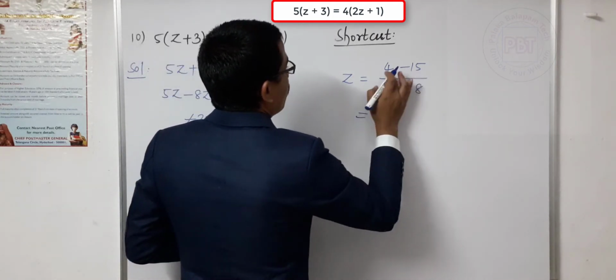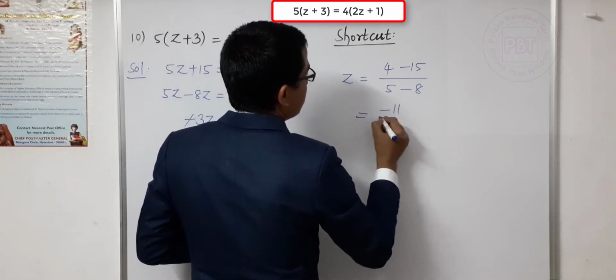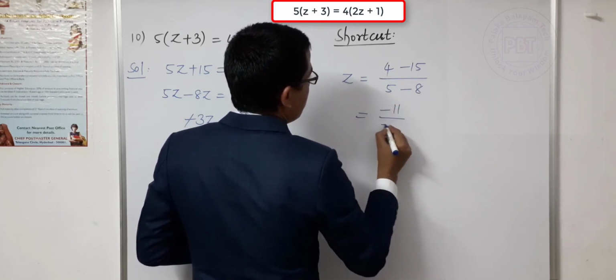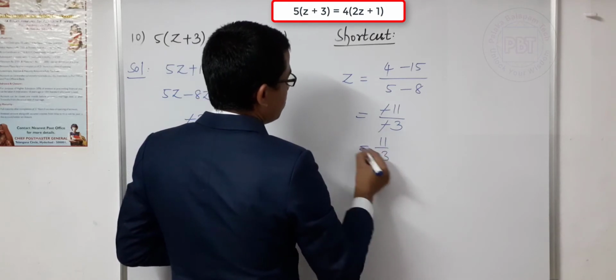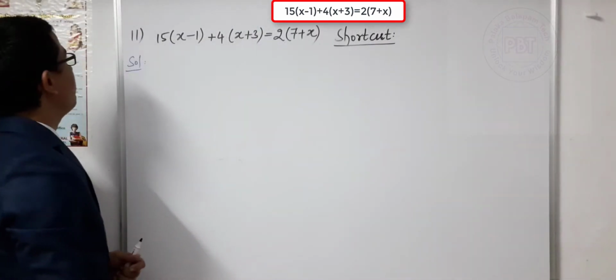Now 4 minus 15 is minus 11, by 5 minus 8 is minus 3. Minus is cancelled on both sides. The answer is 11 by 3, the z value. Okay, now let us see the 11th question.